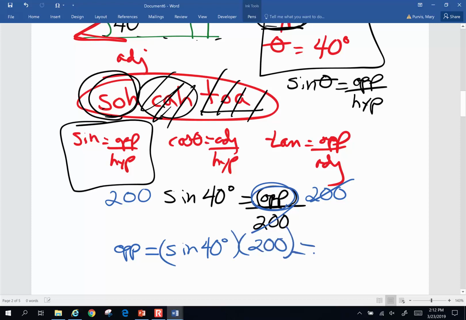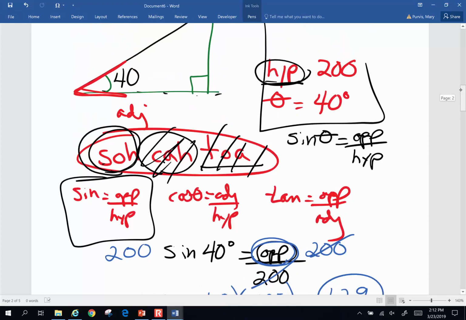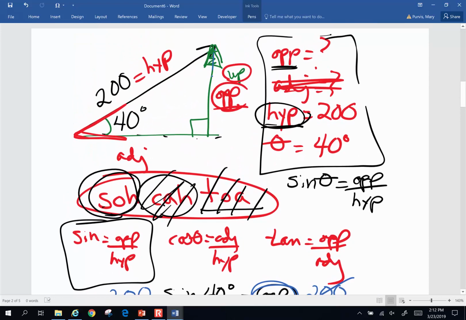So I'm going to pick up my calculator. I'm going to do sine 40 times 200, and I ended up with, if I round this off to 3 sig figs, 129, and that is going to be the size of this component of this triangle. I hope this helps.